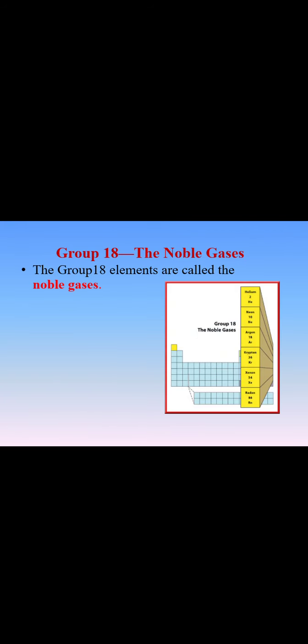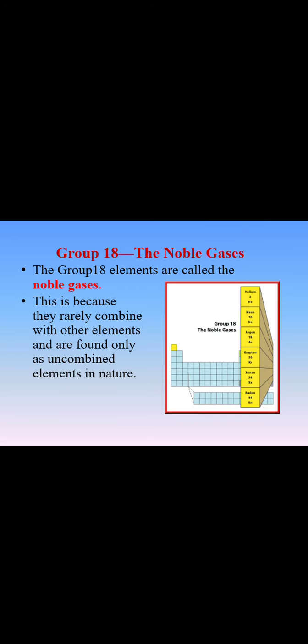Now we will see the properties of noble gases and their uses. The group 18 elements are called noble gases because they rarely combine with other elements and are found only as uncombined elements in nature. Their reactivity is very low.